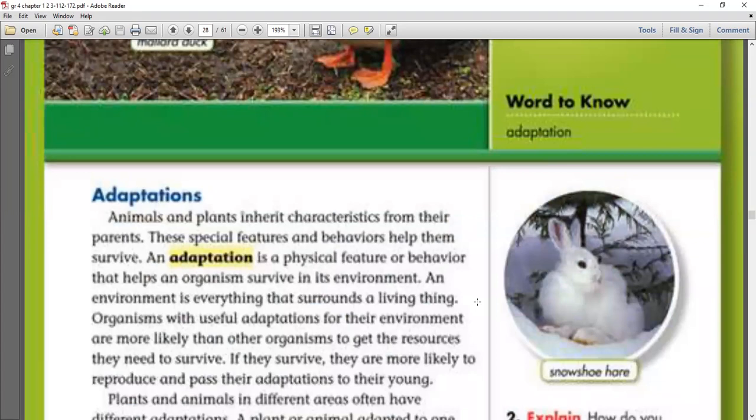The definition of adaptation: adaptation is the physical feature or behavior that helps an organism survive in its environment. That helps an organism survive in its environment. It's in your book on page number 143. This definition is very important. Underline it in your book or highlight it. Everyone do that.